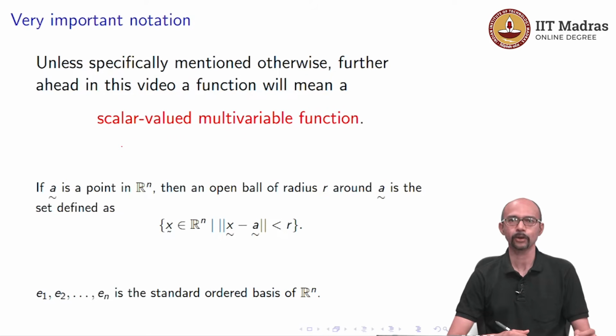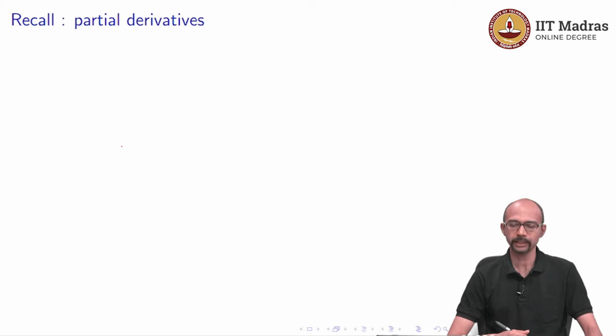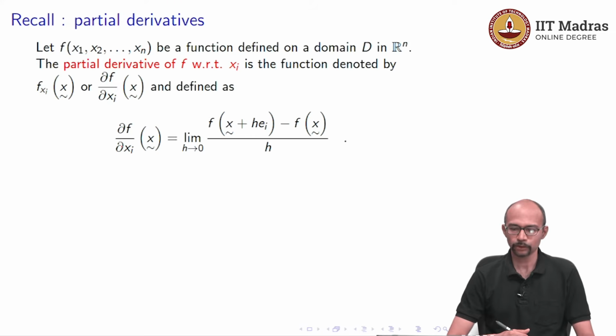So, we made use of the standard ordered basis in Rn in order to define the partial derivatives. Let us recall the definition. If f of x1, x2, ..., xn is a function defined on some domain D in Rn, the partial derivative of f with respect to the variable xi is the function denoted by f subscript xi or del f del xi. And how do we define it? Del f del xi is the function obtained as the limit as h tends to 0 of f of x tilde plus h times ei, where ei is the ith basis vector in our standard ordered basis, minus f of x tilde, divided by h.